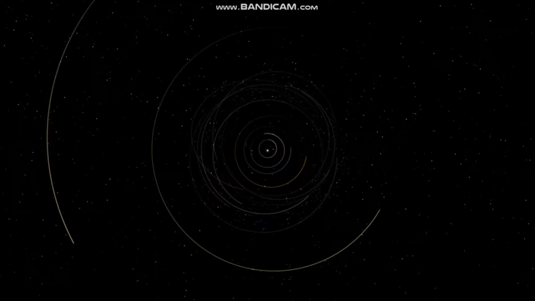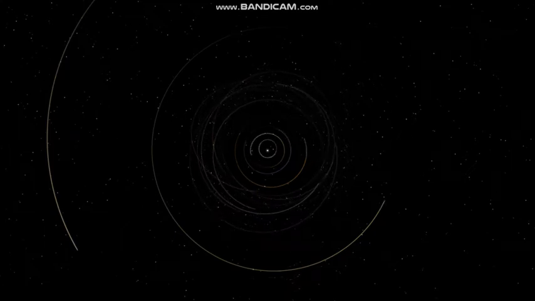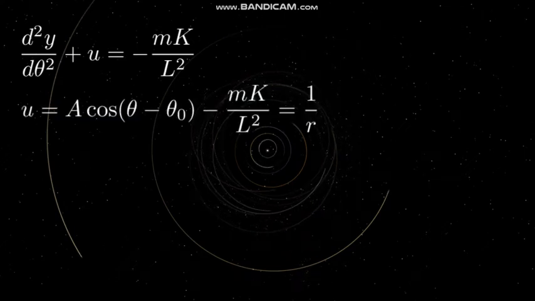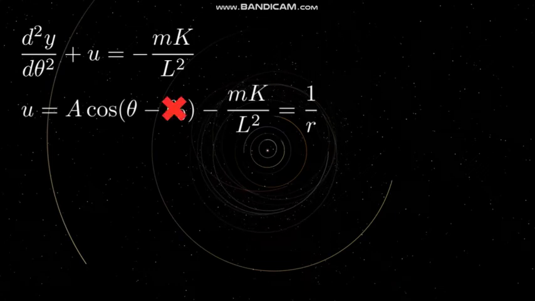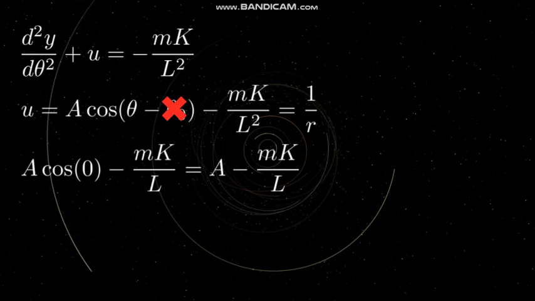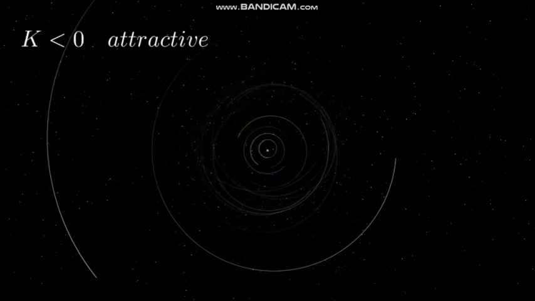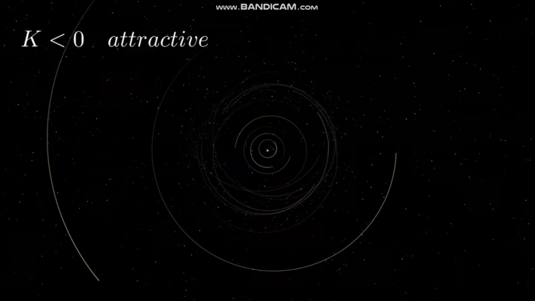If we start with the equation of motion for an object in orbit and let u equal 1 over r, we can get this equation, which can be solved to give this. We set A is greater than 0 and theta naught equals 0, so that theta equals 0 corresponds to the distance of closest approach.